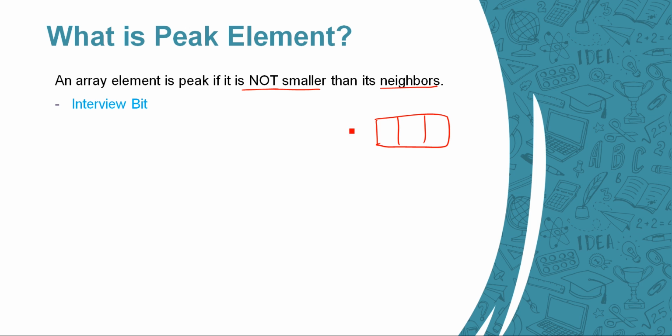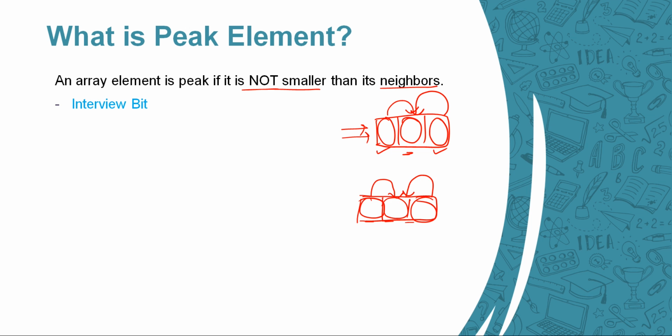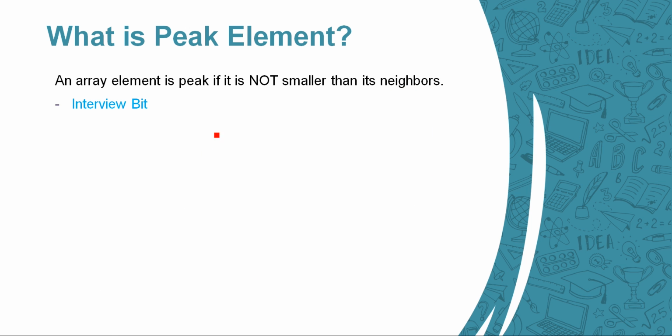Now, what are neighbors? For this element, the neighbor would be this one. For this element, the neighbors would be this and this one, and for this element the neighbor will again be this one. So the main point is that the adjacent elements are termed as neighbors in an array. If it is a middle element, it has 2 neighbors. If it is the rightmost or the leftmost element, it will have only one neighbor.